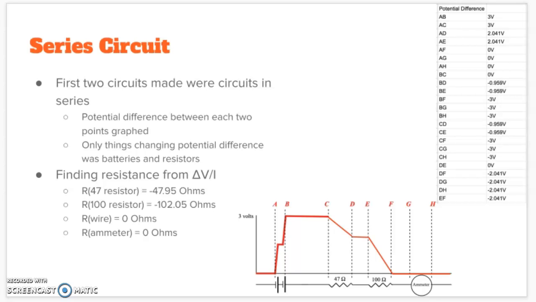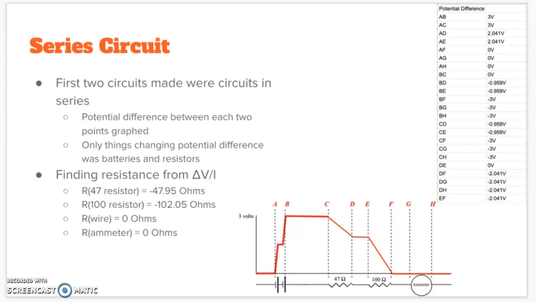So the data collected from the series circuits. The first two circuits made were circuits in series. And the potential difference between each 2 points was graphed, as you can see on the bottom right graph. And the raw data from that is actually shown on the far right. The only thing changing potential difference was the batteries and the resistor. The wire and the ammeter did nothing to change the potential difference.